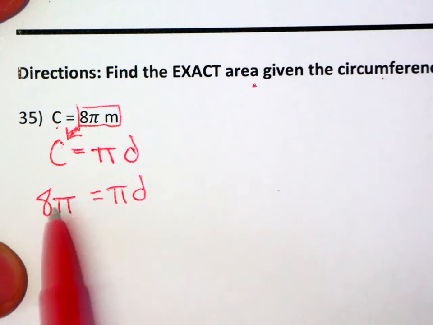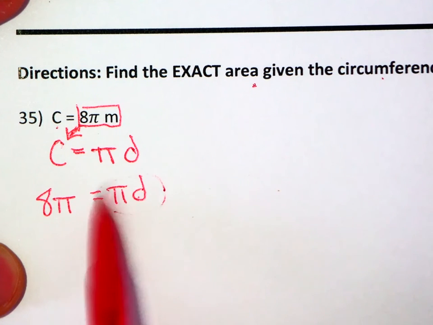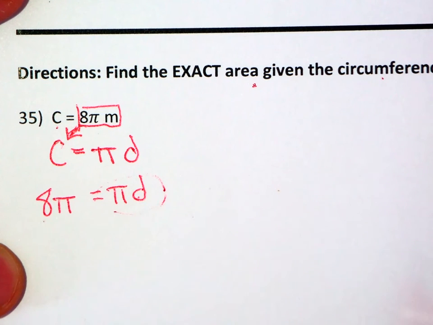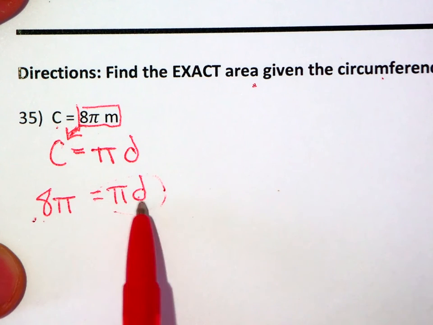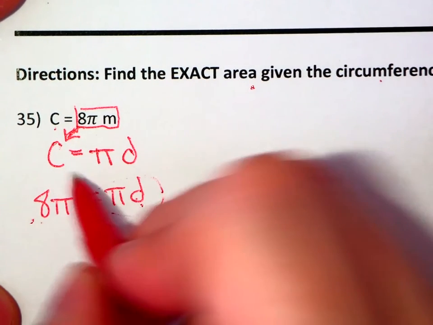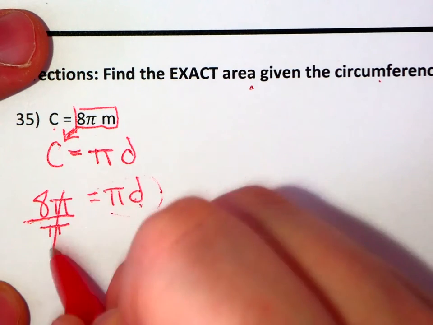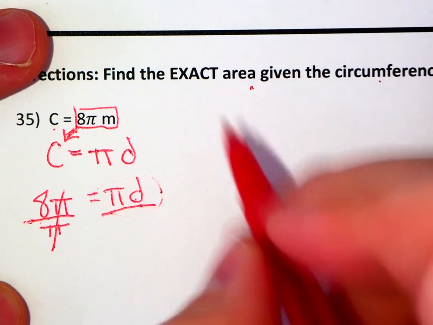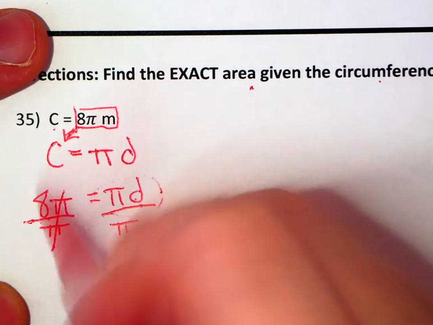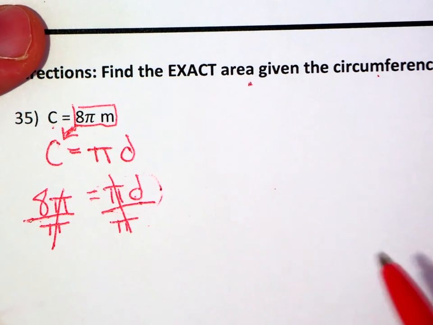Now from here we should be able to see that what is going to make d on this side of the expression equivalent to this side of the expression is to substitute in an 8 for the d. But if you still need to follow through the steps for being consistent, that's fine too. 8 pi divided by pi, that simplifies. Pi d divided by pi, because what I do to one side, I have to do to the other side of the equation. That simplifies.